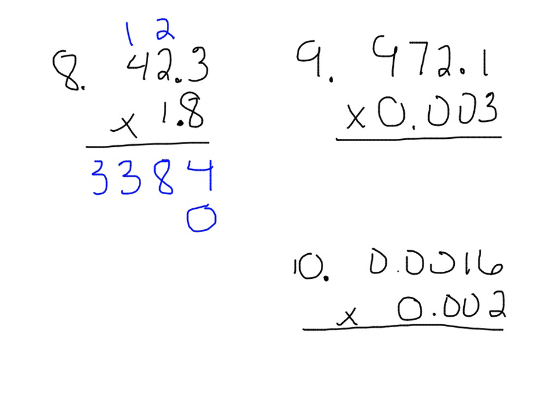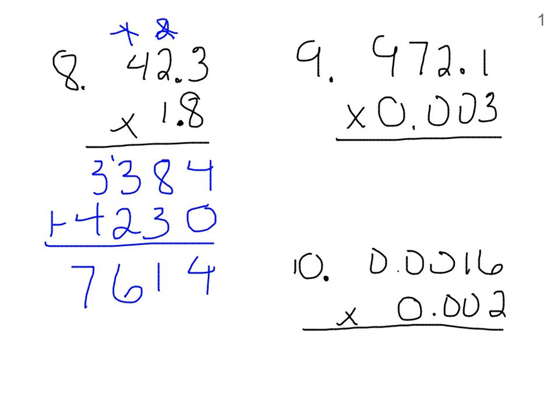And now we go 1 times 3 is 3, 1 times 2 is 2, and 1 times 4 is 4. Then we add those up. We get 4, 11, 3, 4, 5, 6, and 7. Then we count how many numbers come after a decimal place, and we see that there are 2 up here. So we're going to come down here and move it over twice, put our decimal in there, so we get 76.14.